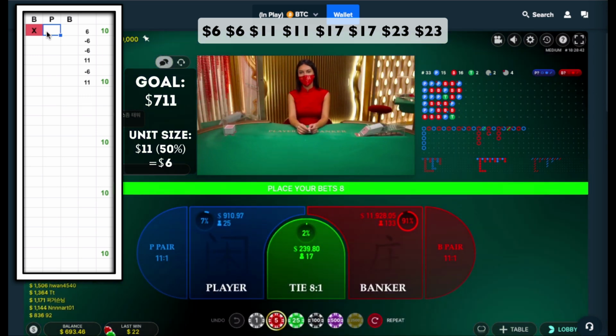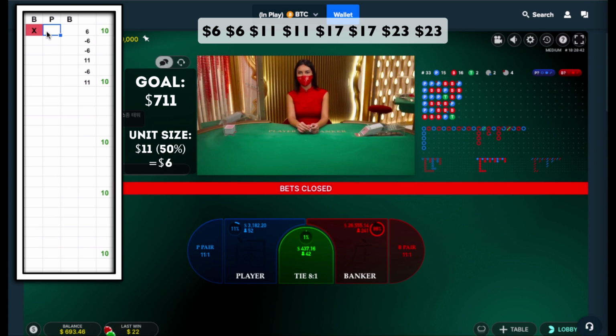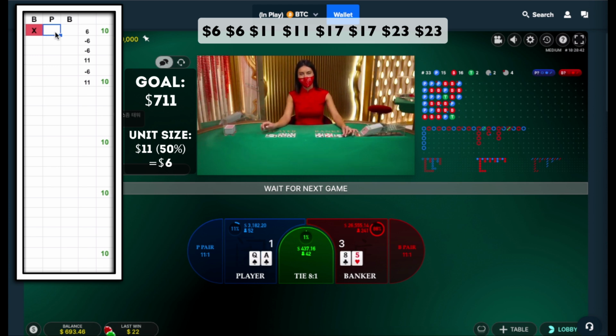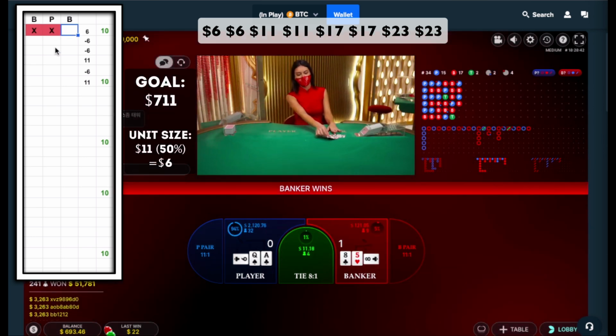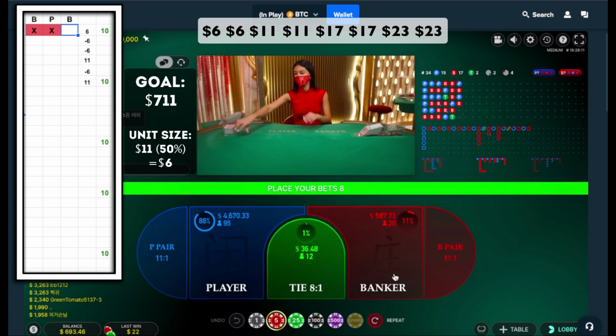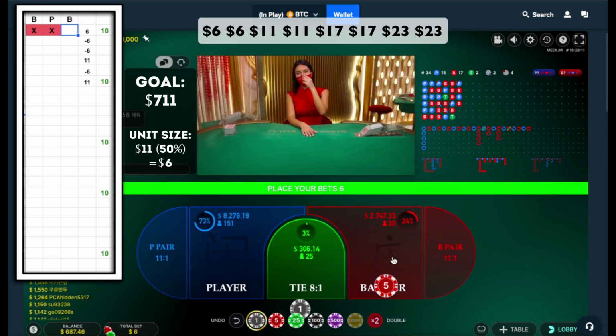We have a new pattern of banker, player, banker. And our first free hand is an X. So I'll be betting for the check mark after this free hand. And we are at the second step of the progression. So after this free hand, we will place $6 on banker. Okay, here we go, looking for the check mark. 6 on bank.